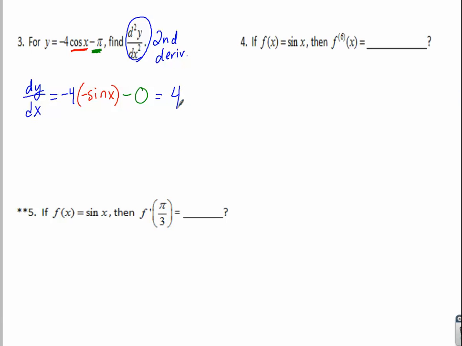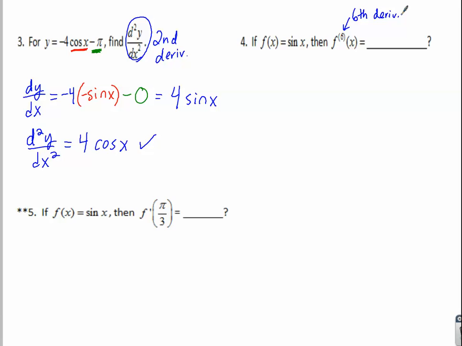If we simplify it, it is 4 times the sine of x. Second derivative, or d squared y dx squared, keep that constant hanging out in front. The derivative of the sine of x is the cosine of x. There's our final answer for the second derivative. Number 4, we're given a function. This is not saying raise it to the 6th, it's saying find the 6th derivative.